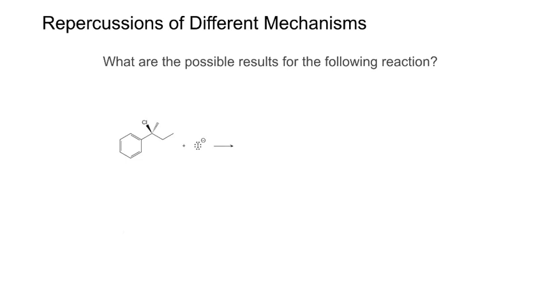So if we looked at this system, how do we decide what happens? What do we see? Negative charge. Okay, so one thing that should stand out, hopefully, is that you've got a negative charge. And if you've got a negative charge, what is that thing likely to act as? A nucleophile.